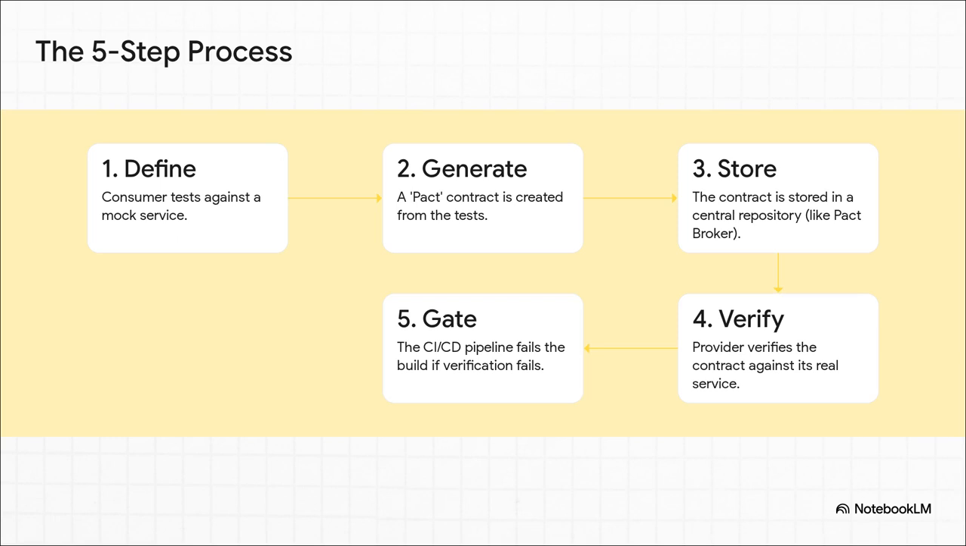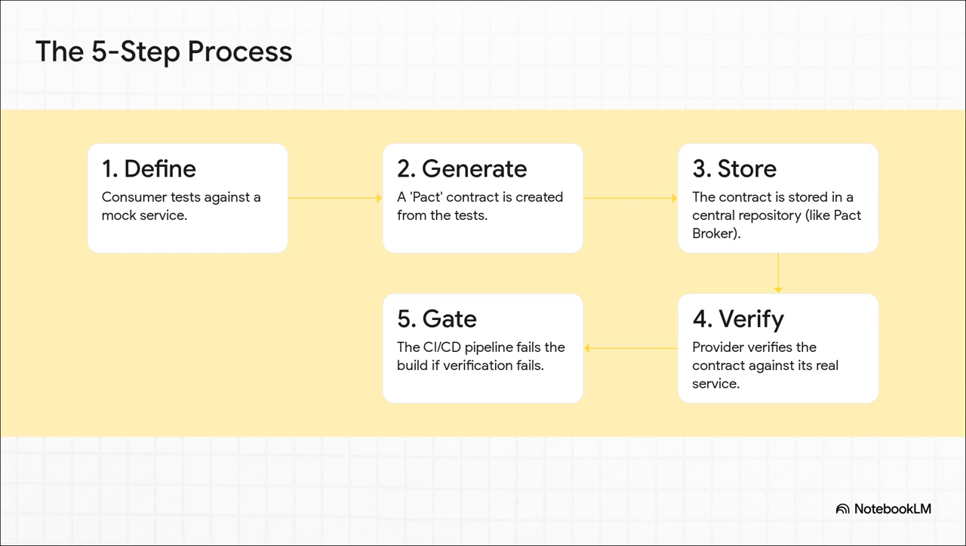Okay, it's really just a 5-step process. First, the consumer team writes tests that spell out exactly what they need. Second, those tests automatically generate that contract file we talked about. Third, the contract gets published to a central place where everyone can see it. Fourth, the provider team grabs that contract and runs it against their actual live service to make sure they're honoring it. And finally, and this is the whole point, if that verification fails, the CI/CD pipeline slams on the brakes and fails the build. Broken contracts do not get deployed.